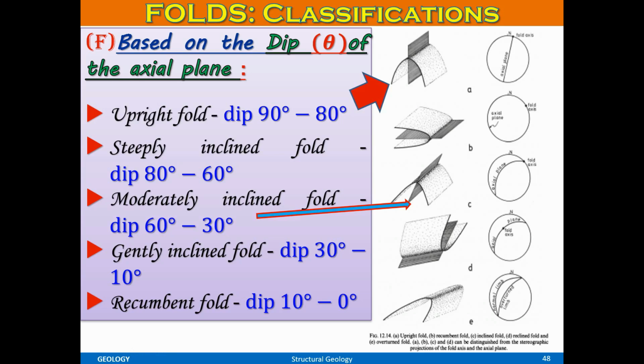So where is the recumbent fold here? Where is the recumbent fold among these five? When the axial plane is at 0 degrees. If this is 90 degrees, which one is the 0 degree? So A, B, C, D, E, tell me which figure is giving you the sense of a recumbent fold, or which is the schematic diagram of the recumbent fold? Which one? Tell me.